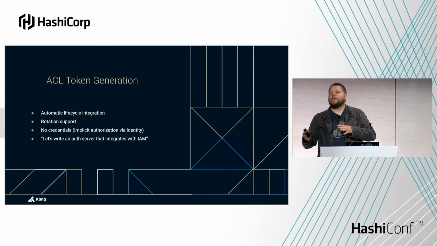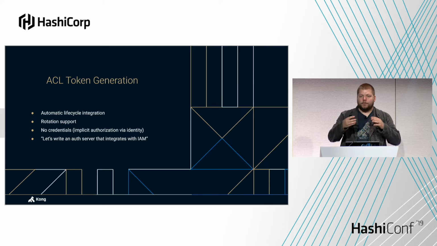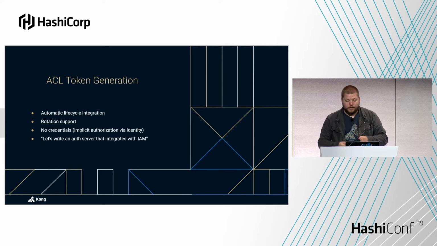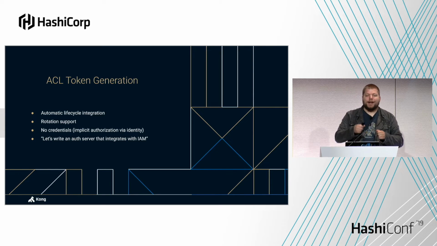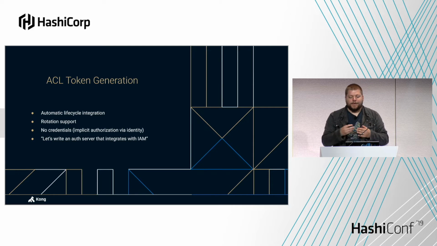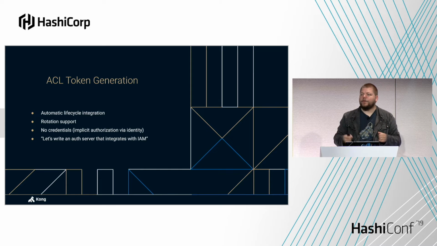We needed to be able to rotate tokens, either in maintenance or in response to some sort of unforeseen or unknown incident. We need to be able to do this without adding extra credentials to a box, but at the same time, generating an ACL token requires an ACL token, so we have to deal with this chicken and egg.